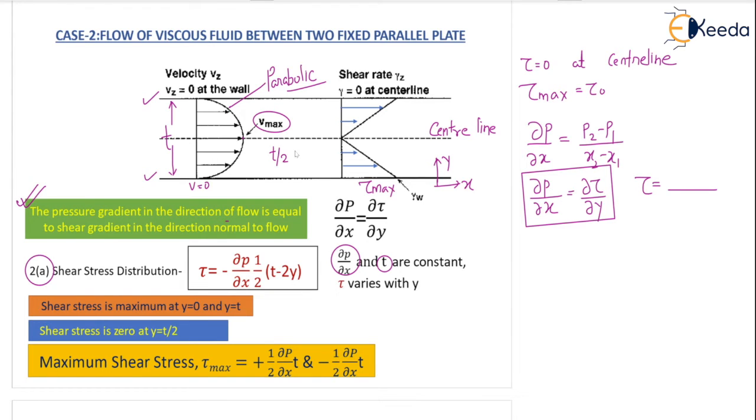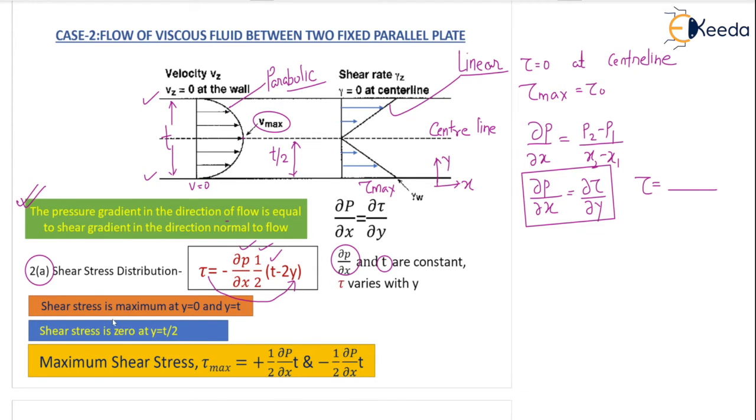What is the distance from the center line? T by 2, correct? So tau equals minus dou p by dou x times (1 by 2 t minus 2y). This is the general formula for finding shear stress at any point between the two parallel plates. Here dou p by dou x is constant, 1 by 2 is constant, and t is constant, so tau varies directly with y. The power of y is 1, so shear stress varies linearly with y, and that's why we get a linear shear stress distribution.